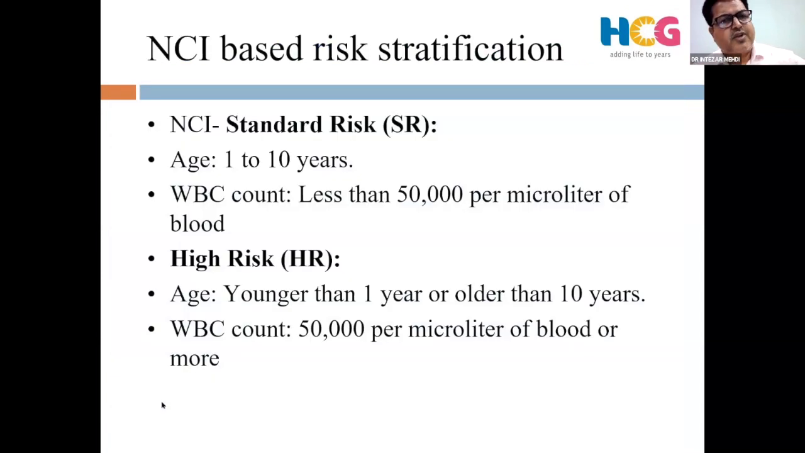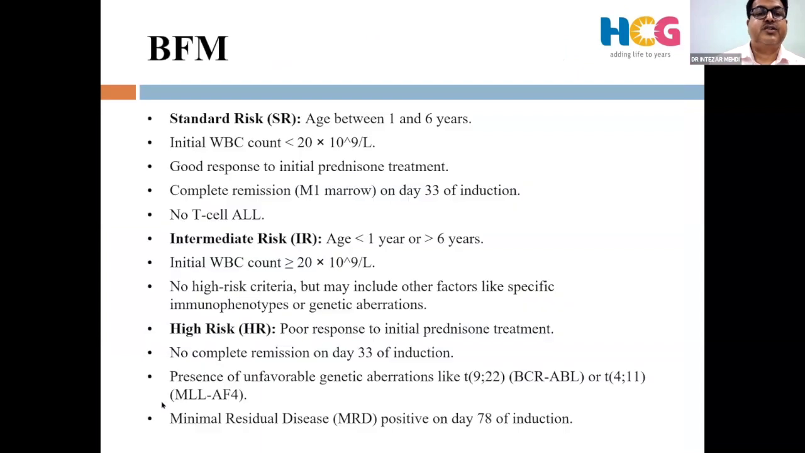So as you can see, the different groups have a little bit of difference in the risk stratification system. The NCI focuses mainly on age and WBC count. That means 1 to 10 years are standard risk, and anything below 1 and more than 10 are high risk. And WBC count less than 50,000 versus more than 50,000 is categorized as standard versus high risk.